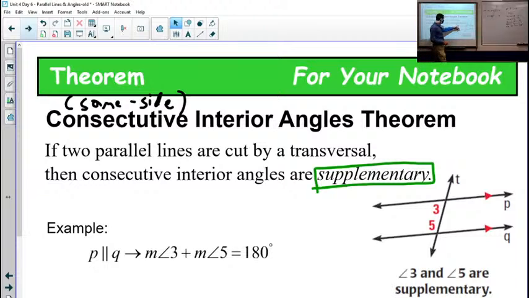And these angles are going to end up being supplementary, which remember means that they are going to add to 180 degrees. That's what supplementary means. They add to 180. So those are my types of angles. I have corresponding angles. They're congruent. Alternate interior angles are congruent. Alternate exterior angles are congruent. Same side interior or consecutive interior angles are going to be supplementary.